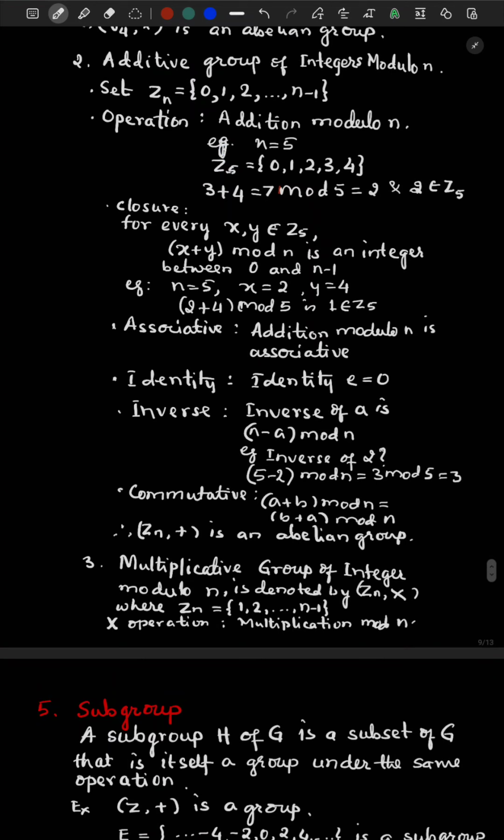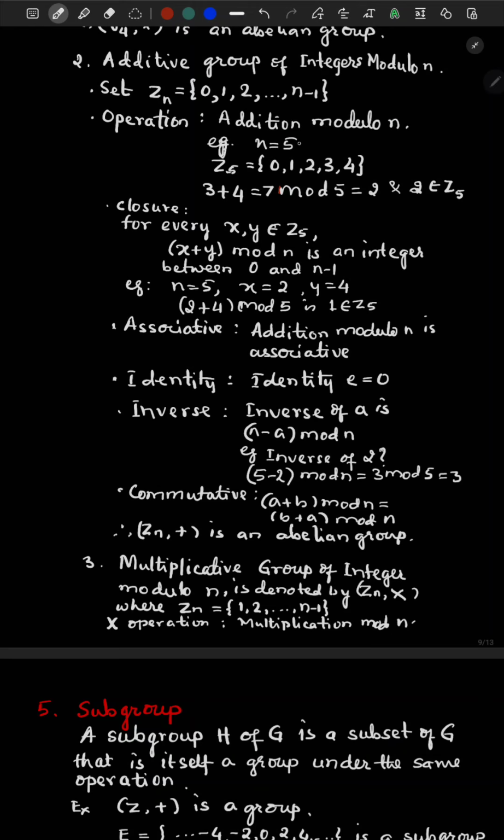There is one more special group, which is called the additive group of integers modulo n. What is unique about this set is that it will be the set of integers from 0 to n minus 1, that is Zn. For example, if n is 5, then the set contains 0, 1, 2, 3, 4. n minus 1 is 5 minus 1, that is 4. It will contain 5 elements if n is 5. The operation is addition modulo n.